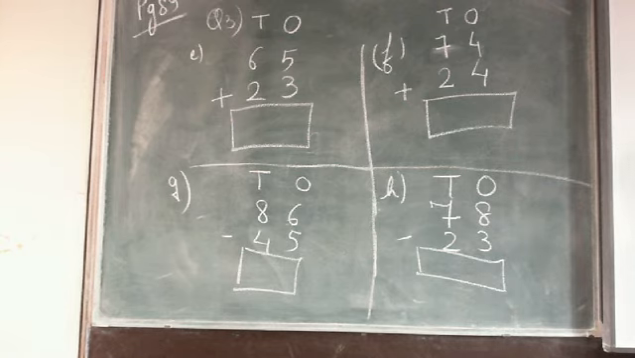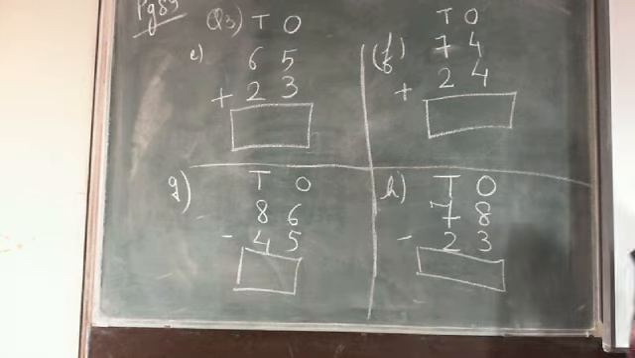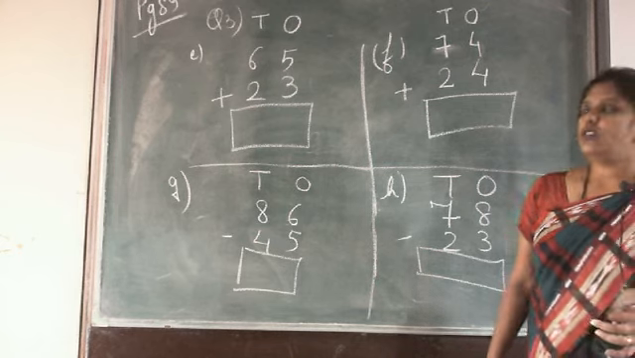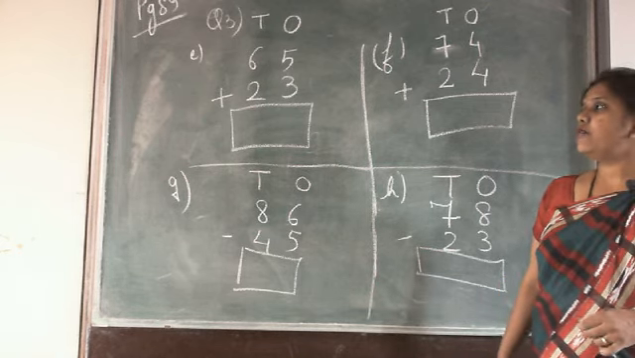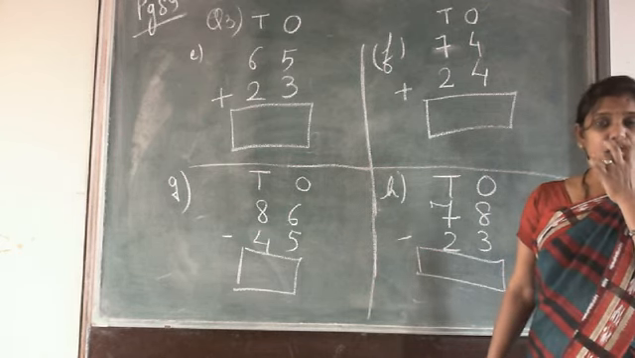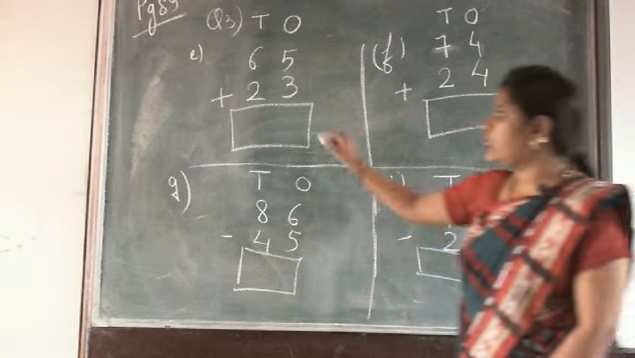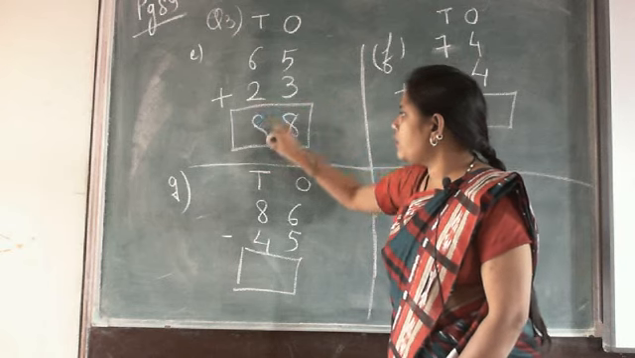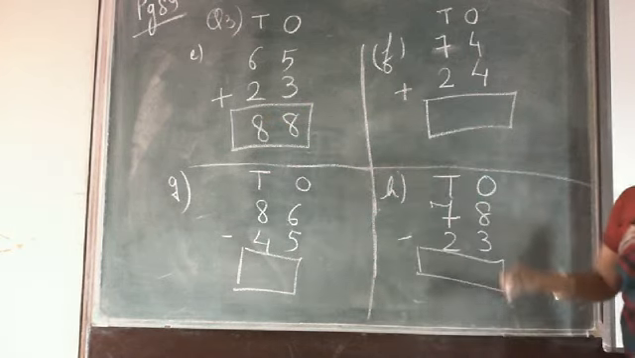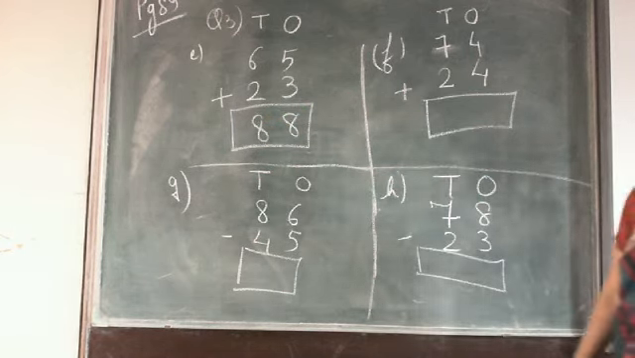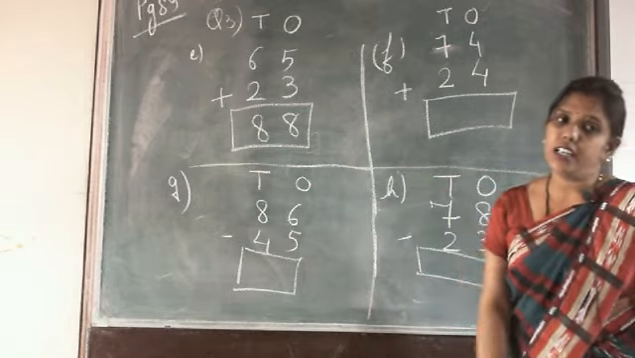Okay, now check your answers. I am writing the answer on the board. Check your answers. So the first question is 65 plus 23. So 5 plus 3 is 8 and 6 plus 2 is also 8. So the answer of 65 plus 23 is 88.